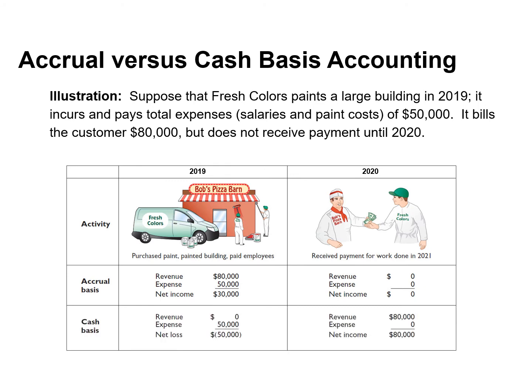If Fresh Colors instead used cash basis accounting, it would report $50,000 of expenses in 2019 and $80,000 of revenue during 2020. It would then report a loss of $50,000 in 2019 and net income of $80,000 in 2020. Clearly, the cash basis measures are misleading because the financial performance of the company would be misstated for both years. Financial statements created under the cash basis accounting normally postpone or accelerate recognition of revenues and expenses.